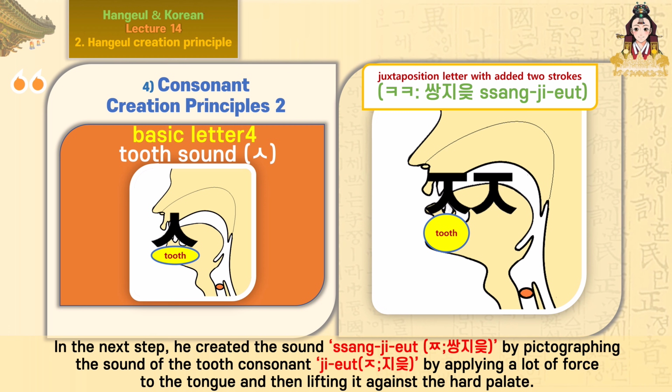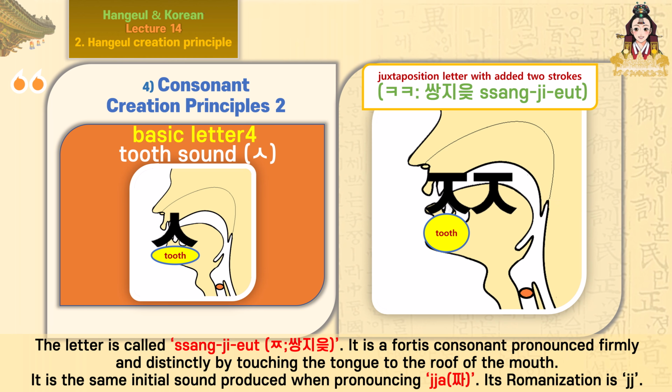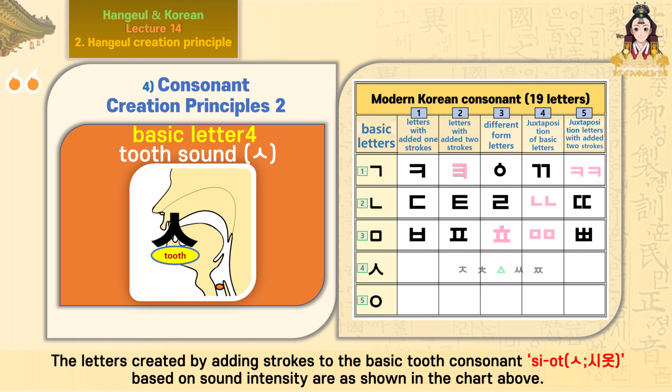In the next step, he created the sound song jiut by pictographing the sound of the tooth consonant jiut by applying a lot of force to the tongue, and then lifting it against the hard palate. The letter is called sangjiut. It is a fortis consonant pronounced firmly and distinctly by touching the tongue to the roof of the mouth. It is the same initial sound produced when pronouncing cha. Its romanization is jj.